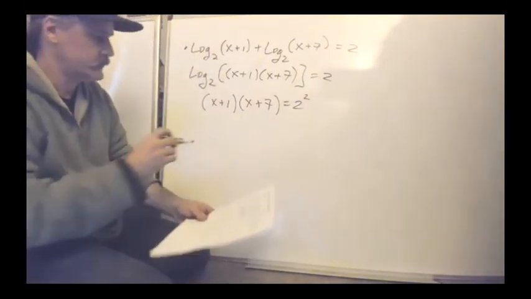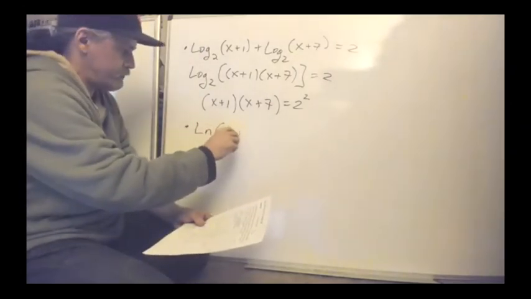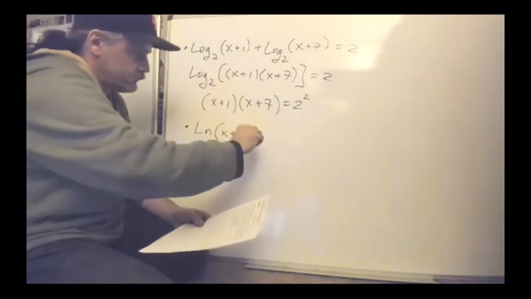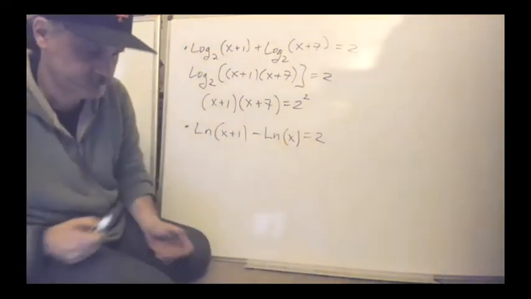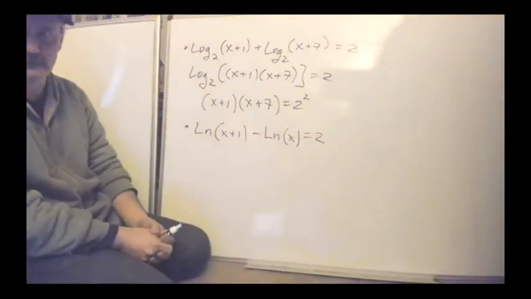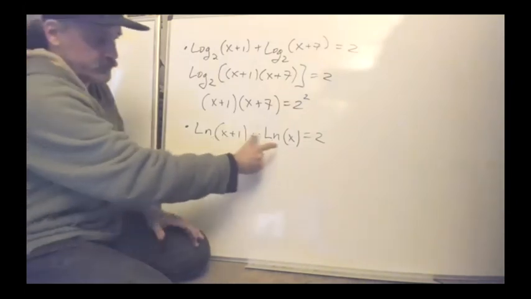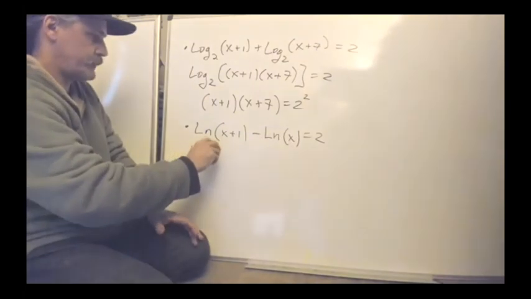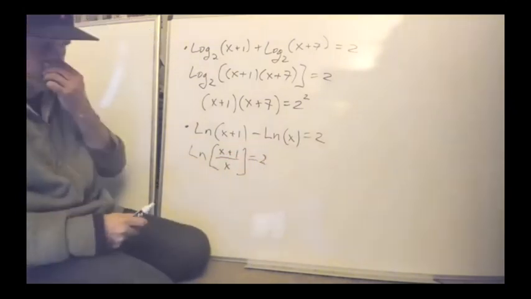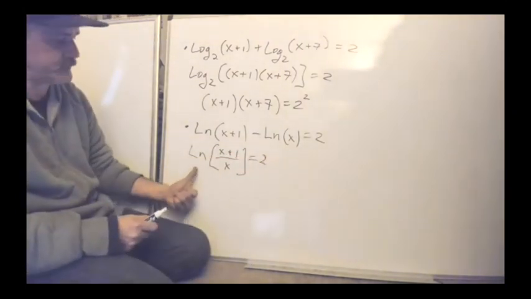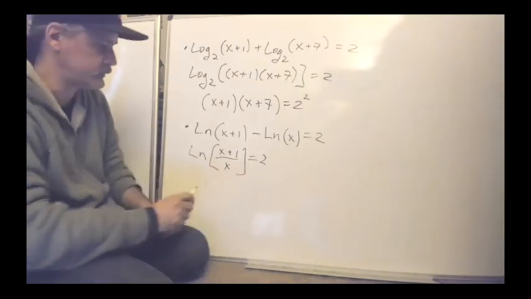Okay, and then the last one using the ln. Okay, so now we'll first do the quotient property. So the x plus 1 divided by the x. And that's going to equal 2. Okay, now we can switch to the exponential. So the base is e, the exponent's 2, and that's going to equal the x plus 1 over x.